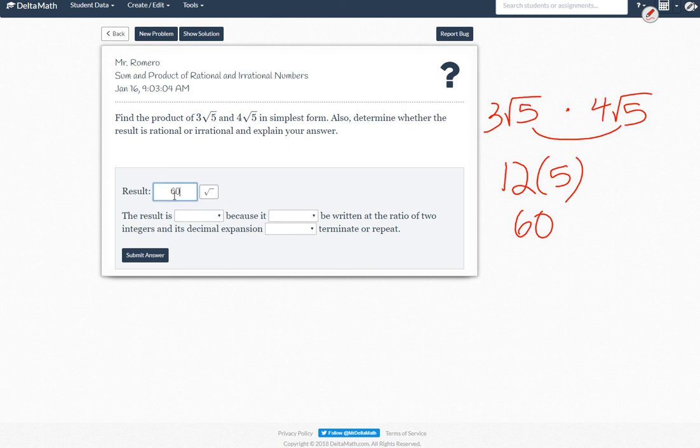But then now come more words, more evil words. They want to know whether this number is rational or irrational. The easiest way I can describe this to you is, did the square root stick around? If the square root made it to the end, it's irrational. It is not rational. No more square roots, rational. So this is obviously going to be racional.